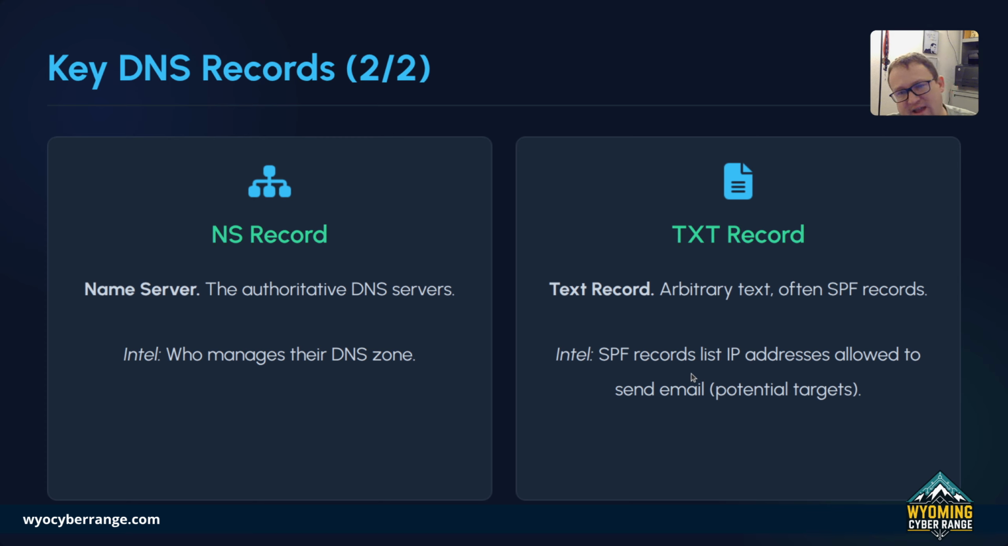We might want to know what their name server is. This tells us who manages their zone. Maybe it's Cloudflare, AWS, GoDaddy, who knows. Who is their name server of choice? And then lastly, you're going to find TXT records. Now, this is often going to contain things like SPF data. It lists IP addresses that are allowed to send emails, which also gives us a list of trusted servers, because then we can mimic them and pretend to be them.